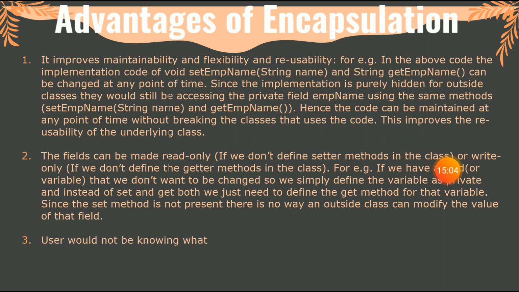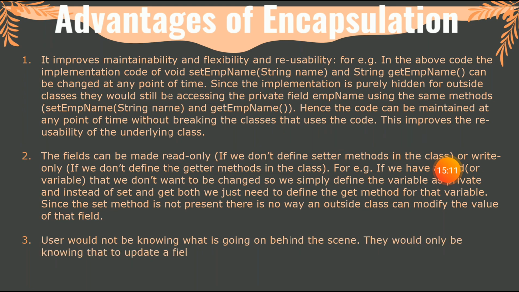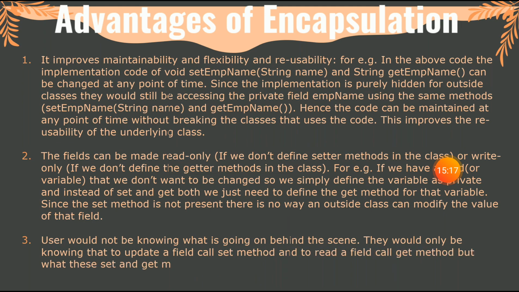The user would not know what is going on behind the screen. They would only know that to update a field, call the set method, and to read a field, call the get method. But what these set and get methods are doing is purely hidden from them. So this is what encapsulation is, and this is the best example of object oriented programming.